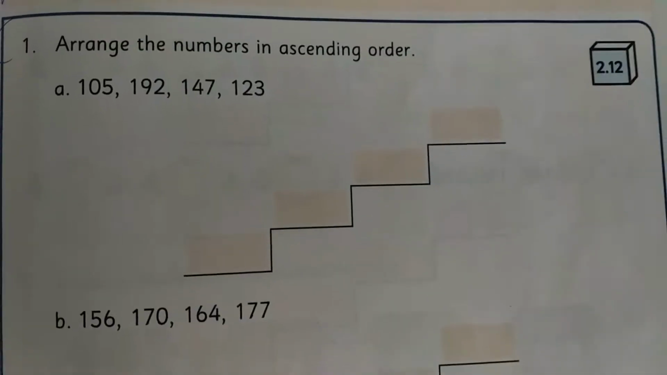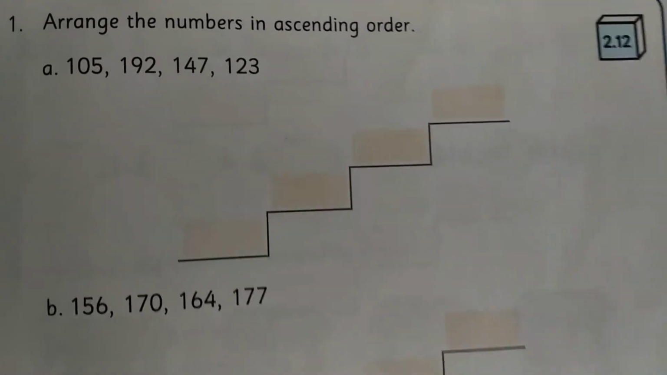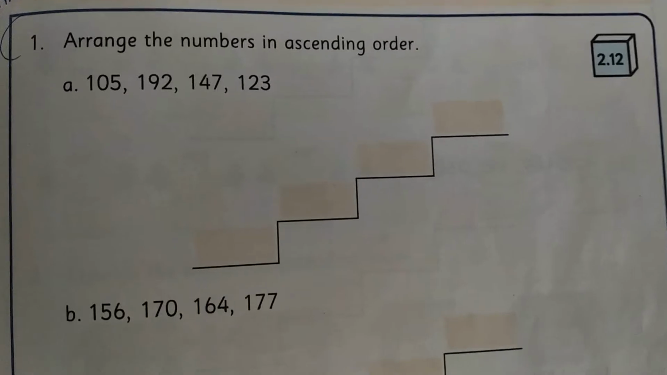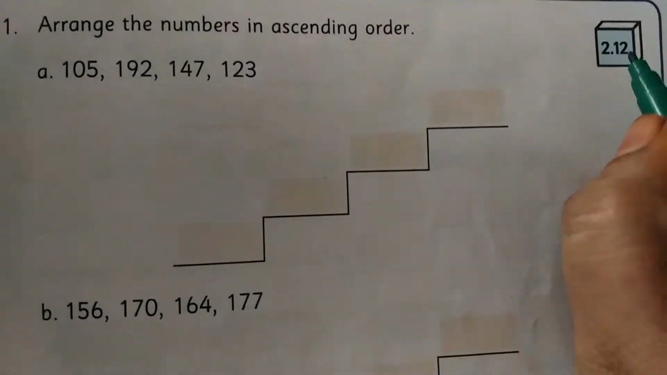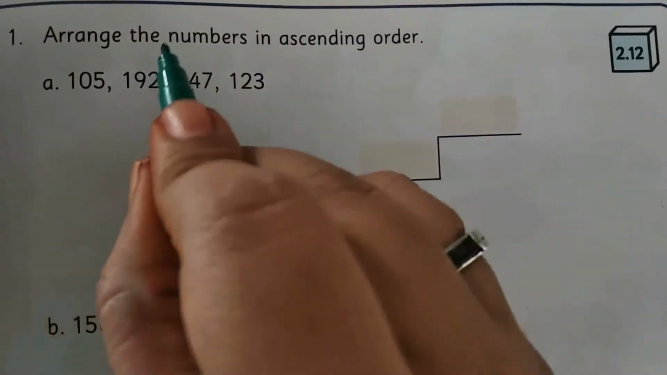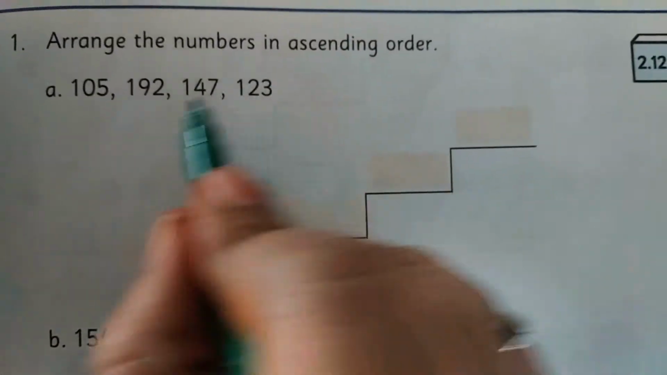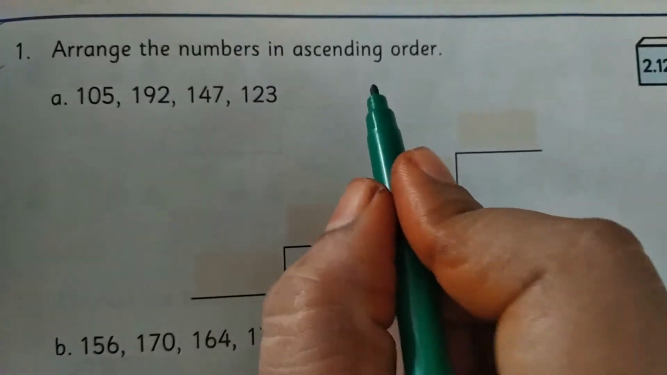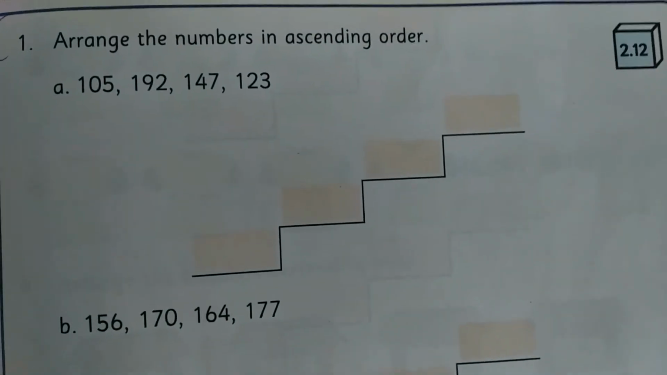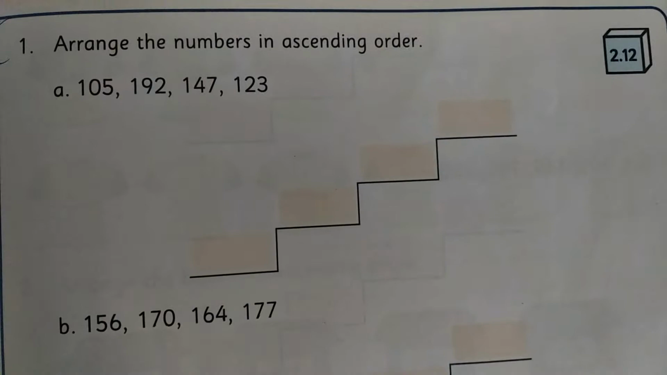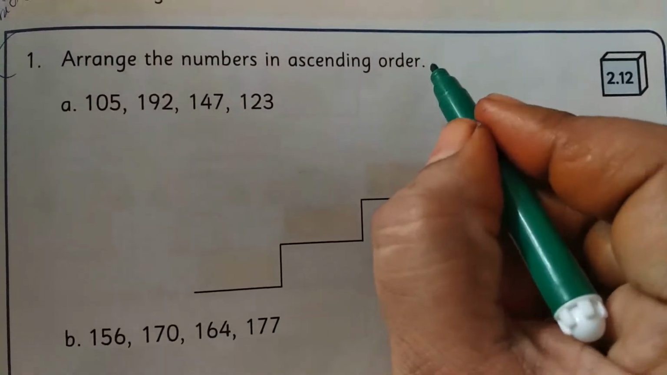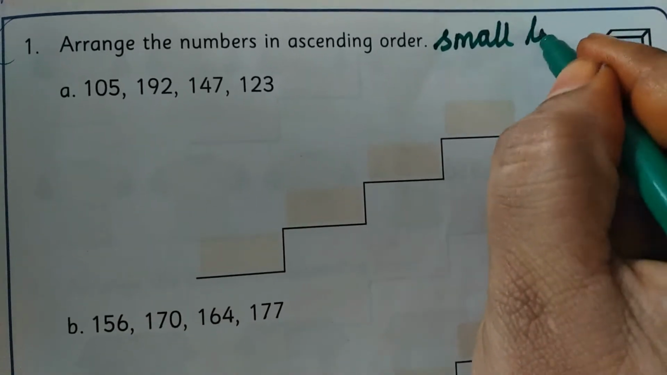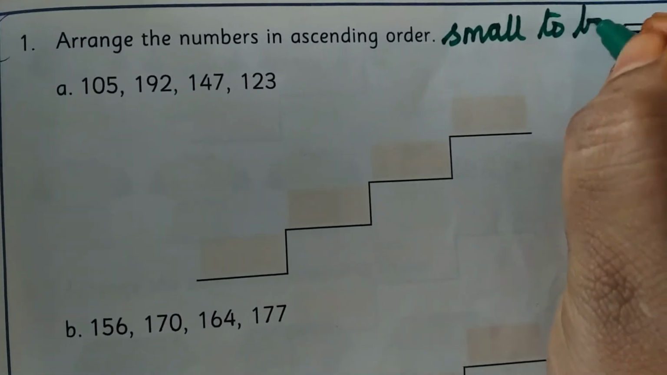Okay. Now take your Max Studio, children. Take page number 37. We are going to see the 2.12 activity. Arrange the numbers in ascending order. They have given the numbers and we want to arrange these numbers in ascending order. What is meant by ascending order, children? Yes, very good. From small to big.